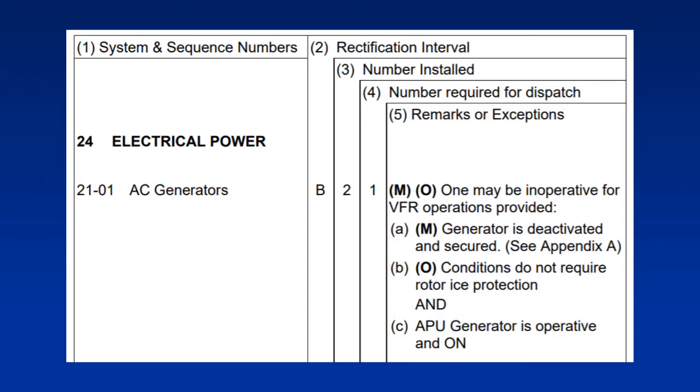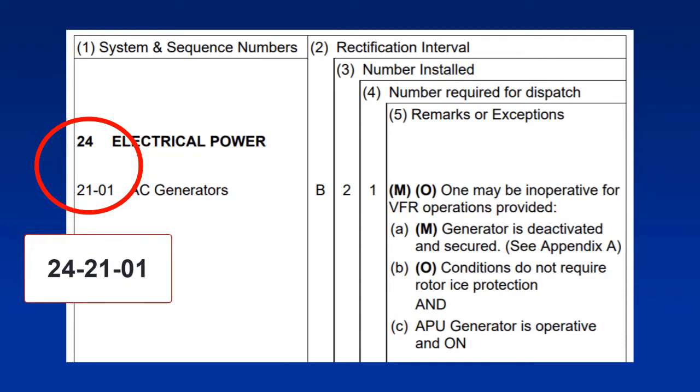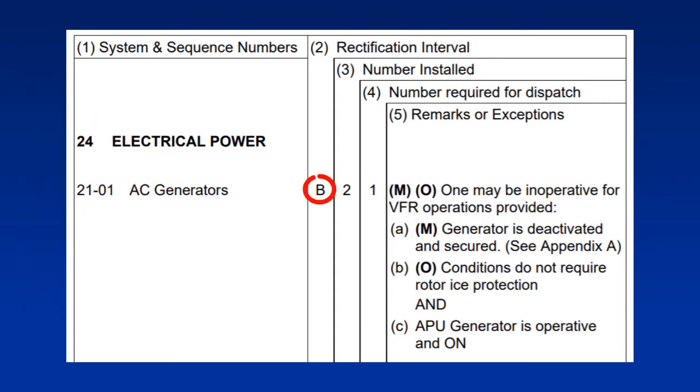Each item in the MEL has a reference number, which is used later with the paperwork recording the deferred defect. This MEL reference is 24-21-01. The rectification interval permitted is Category B, or 3 days, excluding the day of discovery of the defect.